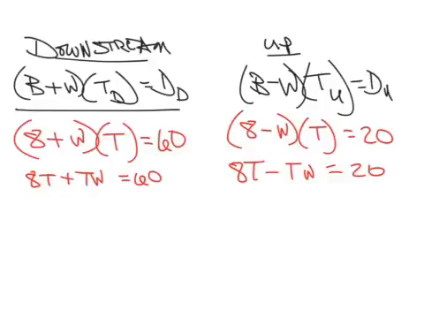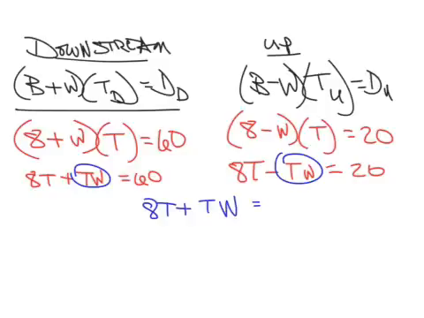So let's use elimination to solve these two because they're right there. We're going to use 8t plus tw. Oops, that's not a lowercase w, is it? It's a W, the speed of the water. Equals 60. And then we'll take the 8t minus tw equals 20.